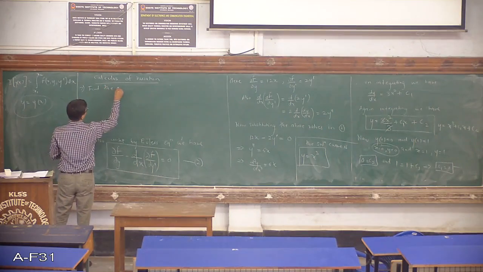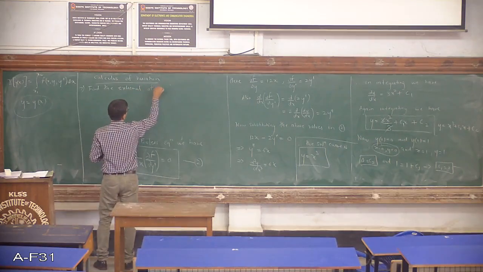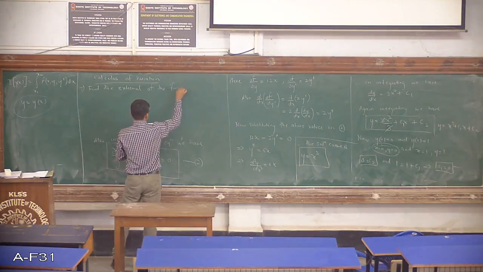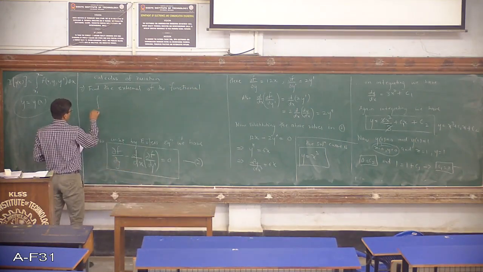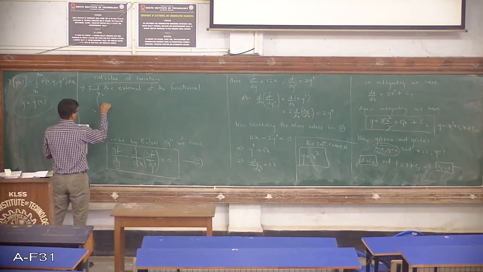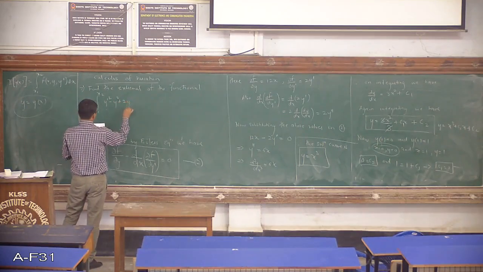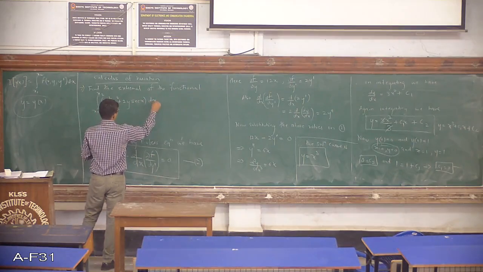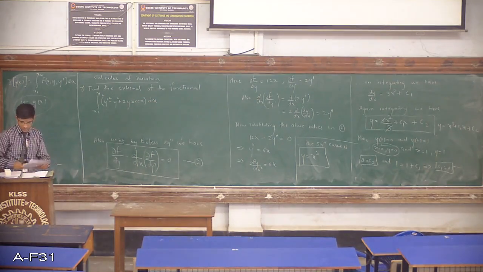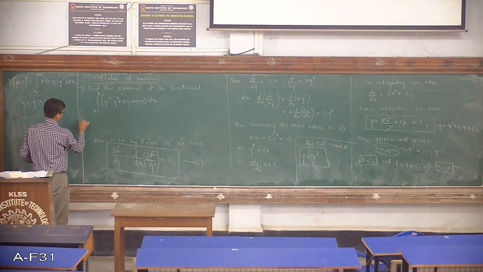Find the extremal of the functional, that is, the integral from x1 to x2 of (y1 square minus y2 plus 2y sec x) dx, right? Okay, fine. So let me write the solution.